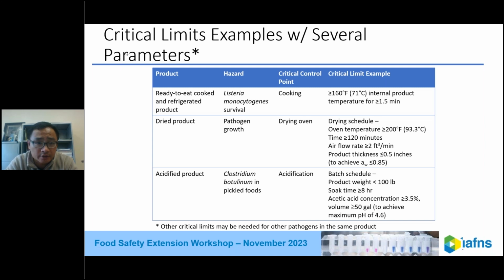Now here you see another product, which gives you an example: the dried product has multiple conditions, and these conditions had to be previously verified. The last one, Clostridium botulinum in pickled foods. This is always a hot topic. Their water activity is around 0.85 and pH 4.6, so we call it a low acid food. You see all these conditions, including the product weight, soak time, and how much acetic acid we're going to add, but the idea is to achieve a maximum pH of 4.6. A lot of the time, we even set the pH a little bit lower, like 4.4. Even in my state, West Virginia, we set the pH at 4.0. That is called operational limits. We're going to mention this real quick later.